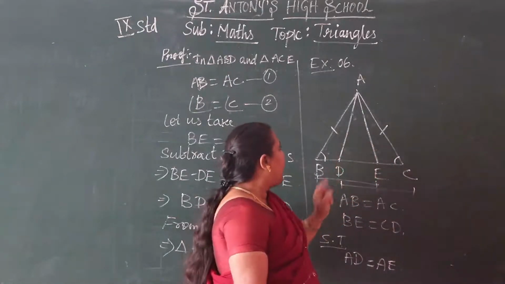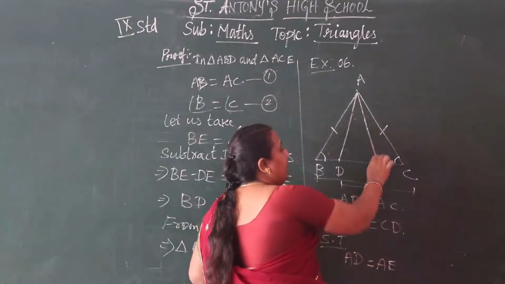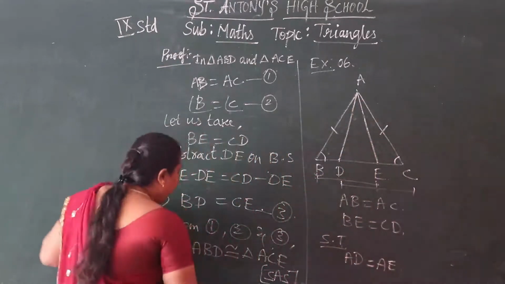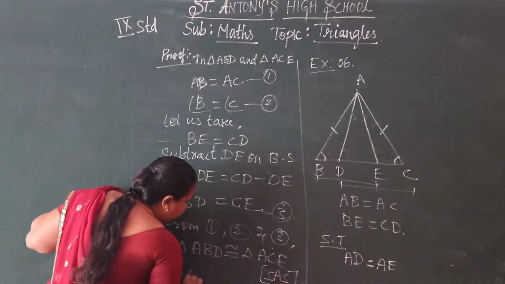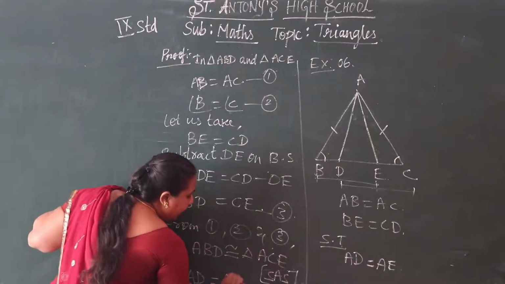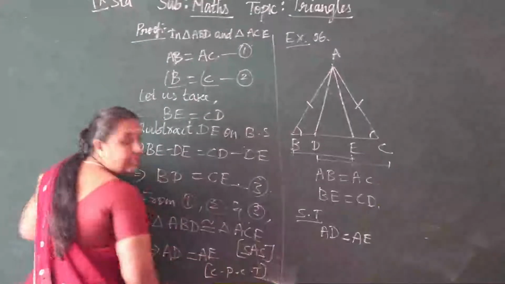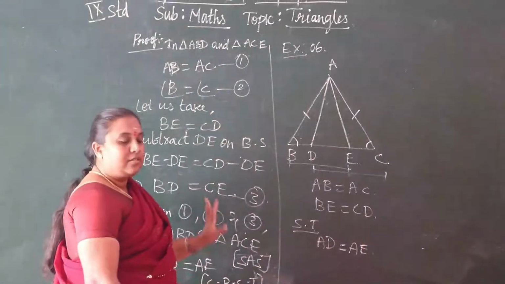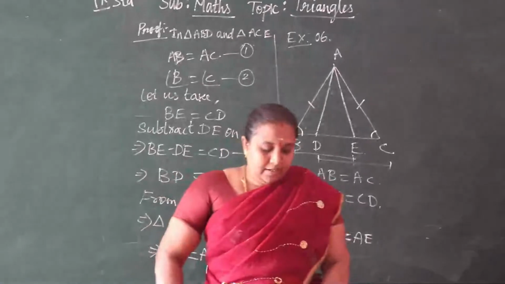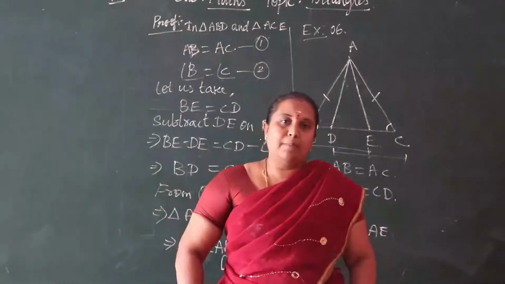So what are the corresponding parts here? AD equals AE. From this we can say AD equals AE by CPCT. Okay, so understood children? Then we have exercise 5.2.